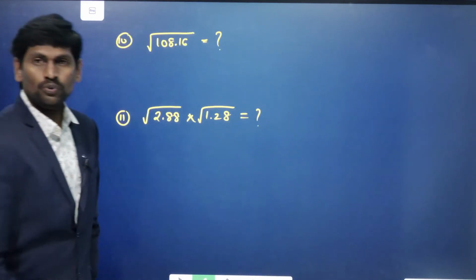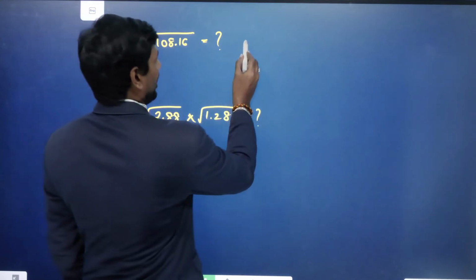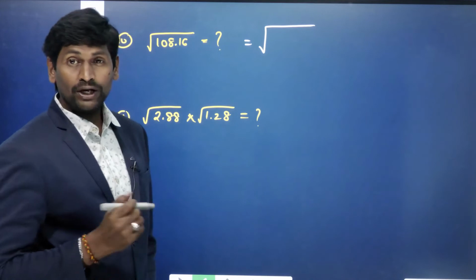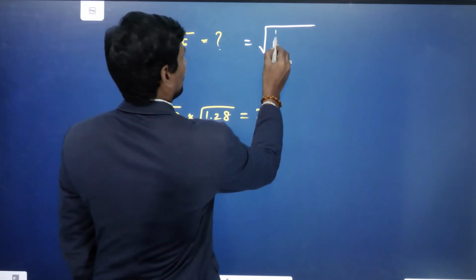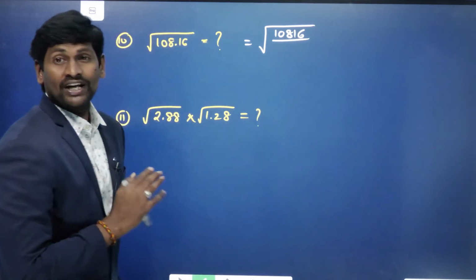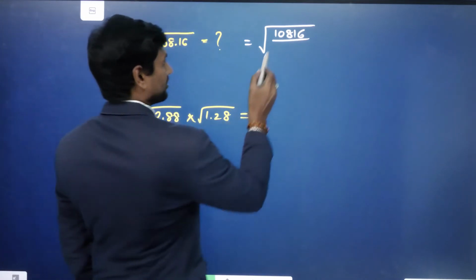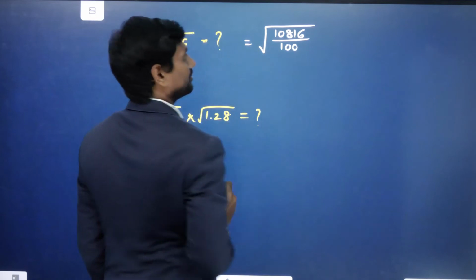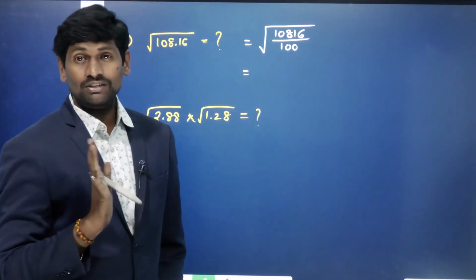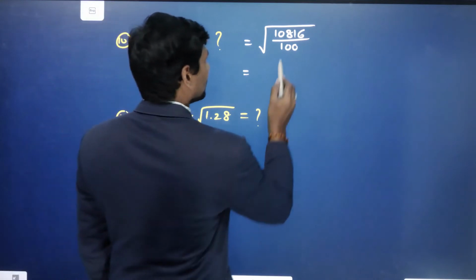Check. So square root of this number. Now I am converting this number into the fractional form. Decimal number into the fractional form. That is 10816 divided by how many decimal digits are there? 2 digits. So denominator 100. Okay. Identify the square root. By estimation method we have the square root.